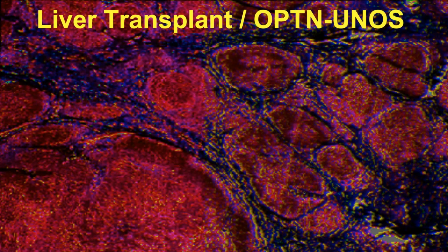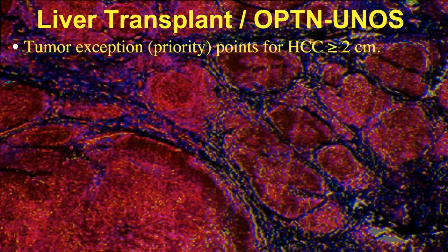So the final subject is liver transplant, an important method of treating advanced liver disease, but also treating hepatocellular cancer. So we need to keep two important points in mind. One is that transplant candidates will get tumor exception or priority points for hepatocellular cancer greater than 2. So maybe they have significant liver disease, but not as advanced as someone else. But if they have a tumor greater than 2 centimeters, a definite tumor, then they get bumped higher up in the list. So you could almost think of it as the tumor helping the patient get the transplant they need.